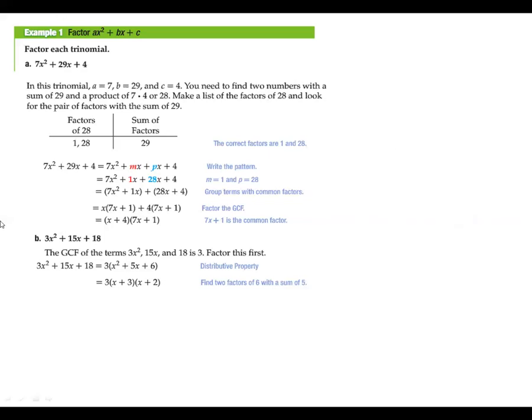Okay, so if you look at part B, notice if you look at all three terms, you can factor a 3 out of all of those. So if I factor a 3 out, I get 3 times x squared plus 5x plus 6. Now this x squared plus 5x plus 6 is one of those old ones where all I need to do is find factors of 6 that add to 5, because the leading coefficient of the x squared is now just 1. So that simplifies to finding factors of 6 that add to 5, they're 2 and 3. So it'd be 3 times x plus 3 times x plus 2.